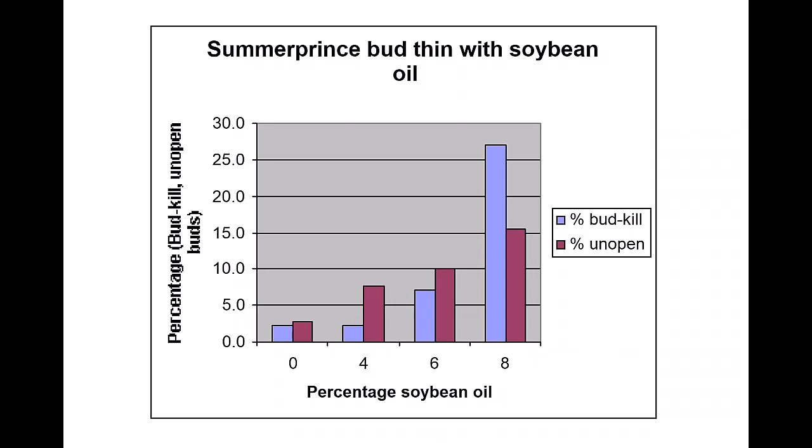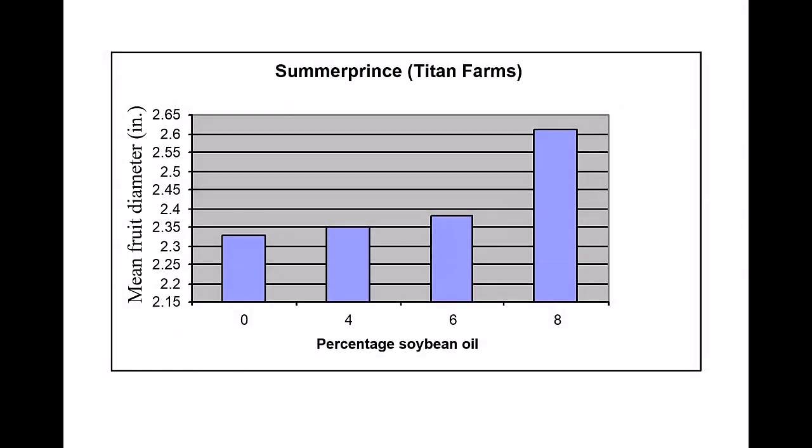This was Summer Prints, which we all know is difficult to thin because there are so many buds. If you look at the percent soybean oil, when we got to 8%, we started getting around 25 to 30% pre-bloom thin, which is really an ideal amount if you can do that. But 6% wasn't enough, and once we got above 8%, we started having some of that tissue necrosis. Once again, we got the pack out, and if you get Summer Prints over 2.5 inches on average, that's really good. So once again, 8% worked really well.